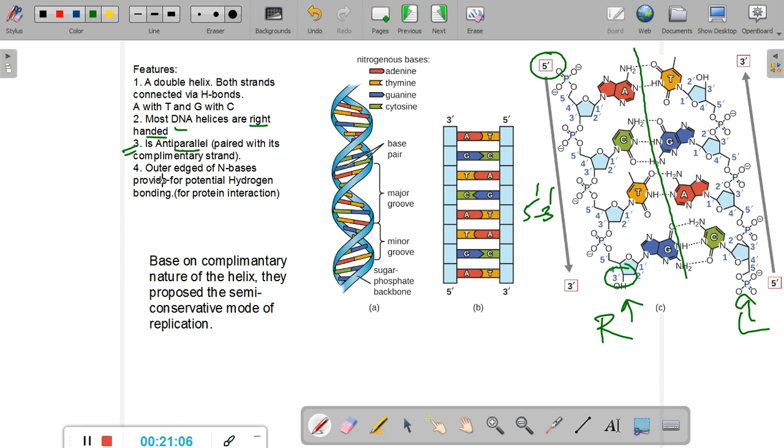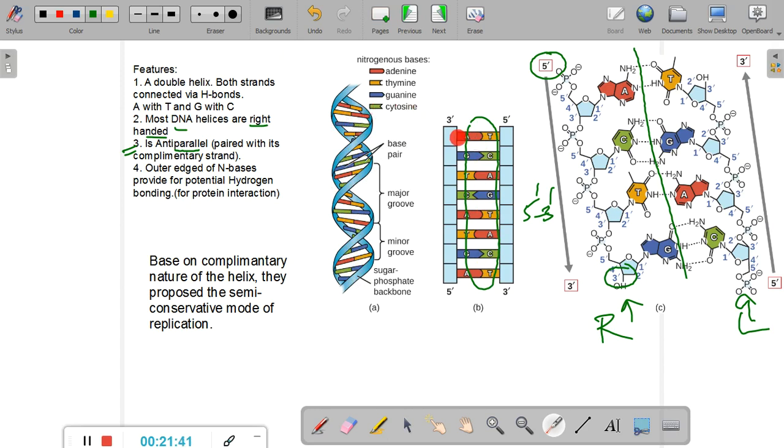Now let us look at the next feature of the model that they proposed, which is about the outer edges of the nitrogenous bases. So where are the nitrogenous bases? These are the nitrogenous bases. They are found in the center of the molecule. But if you twist it, so now this is all twisted, right? If you twist it, it's like a twisted ladder. There are surfaces, and let us have a look at the surfaces. So you see, we have a little surface here, here, here, and here. And so the central part, basically these surfaces are exposed to the environment around them.